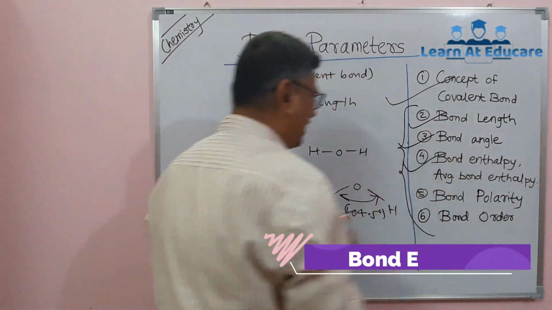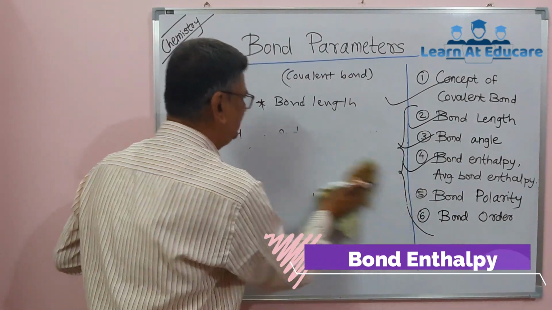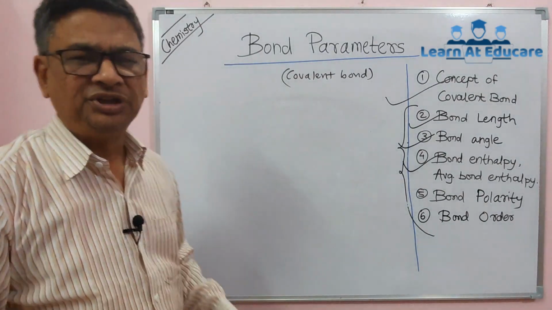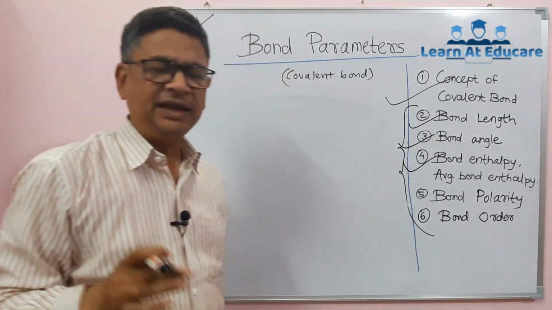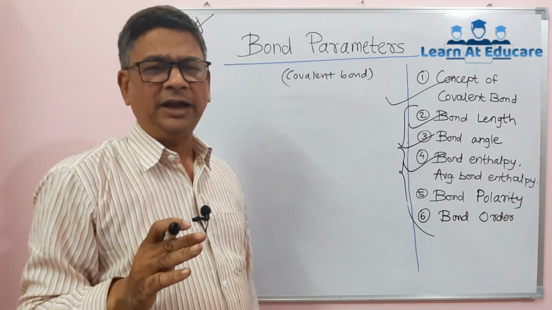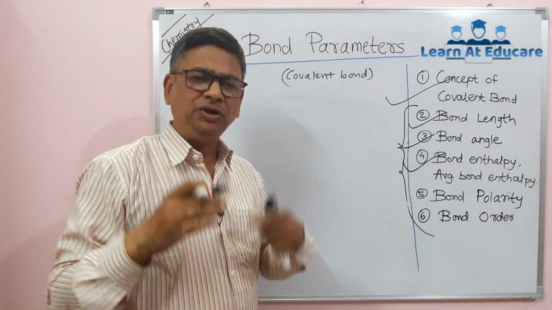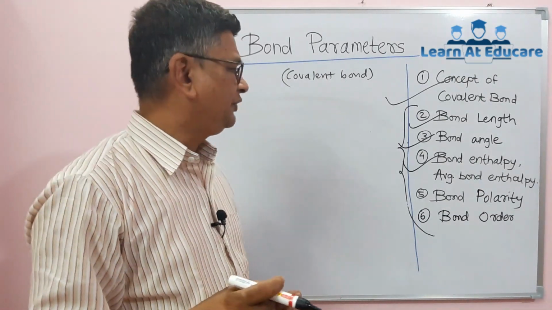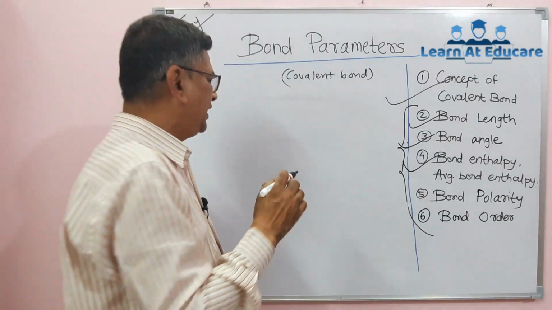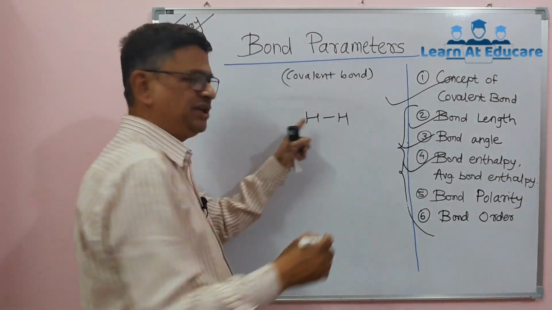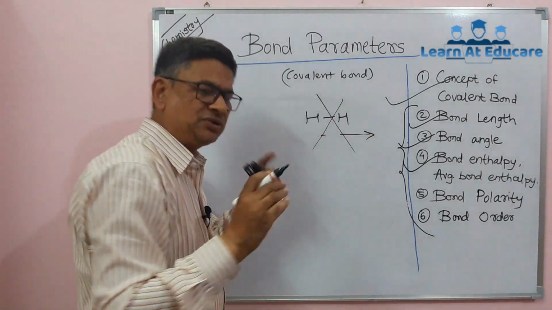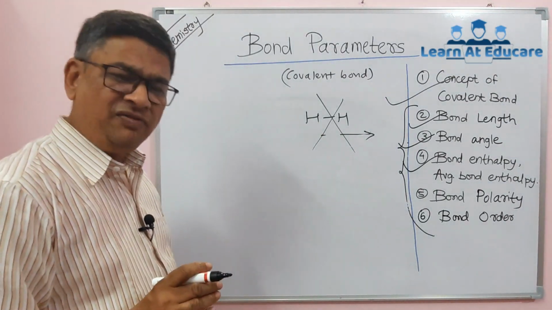Next is bond enthalpy and average bond enthalpy. Actually, it is called bond energy, or bond dissociation energy. It is the energy required to break 1 mole of a covalently bonded molecule into its constituent atoms or free radicals. Bond enthalpy is the bond energy. If it is one bond like this H-H covalent bond, the energy required to break it, whatever it will be, is called its bond energy or bond enthalpy.